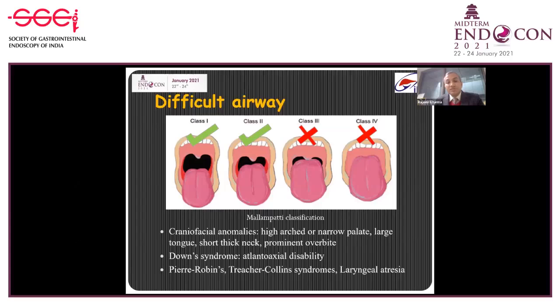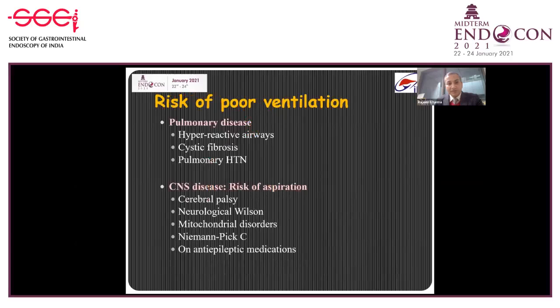Those children who have craniofacial anomalies, high arched or narrow palate, large tongue, short thick neck, or prominent overbite, or those with Down syndrome or other syndromes, they should be looked at carefully. There is risk of poor ventilation with pulmonary disease, and also with neurological diseases where there is risk of aspiration, like cerebral palsy, neurological Wilson, mitochondrial disorders, Niemann-Pick, or those babies who are on anti-epileptic medications.